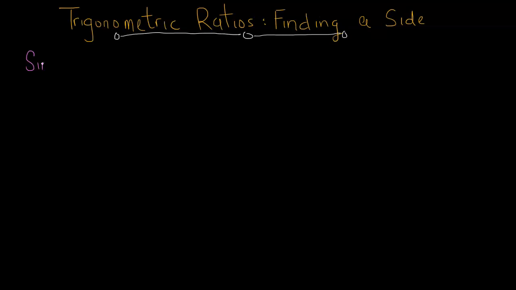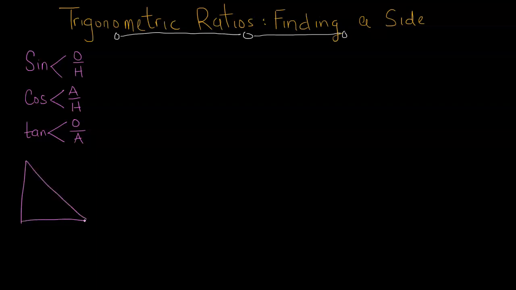And we figured out that the sine of an angle is the ratio of the opposite to the hypotenuse, the cosine is the ratio of the adjacent to the hypotenuse, and the tangent of any angle is the ratio of the opposite to the adjacent. And of course, all of this relates to a right triangle. And we know what a right triangle is. It's a triangle that has one of its angles to be 90 degrees.